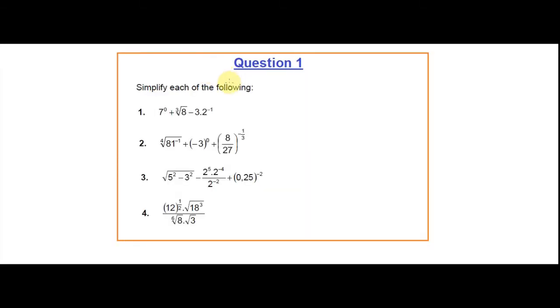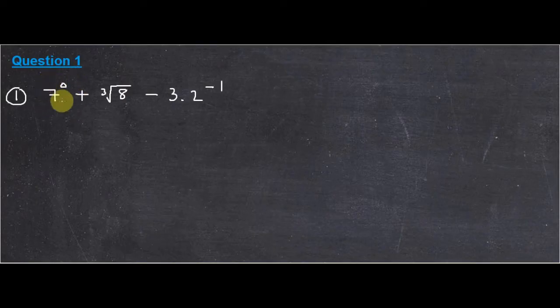Please try this question before looking at the answers. So we're going to write 7 to the 0 as 1. We're going to get rid of the third here. This is 8 to the power 1. So it's going to be 8 to the 1 over 3. And here we're going to take the 2 to the negative 1 into the denominator. So it's going to be 3 over 2 to the 1, or just 3 over 2.